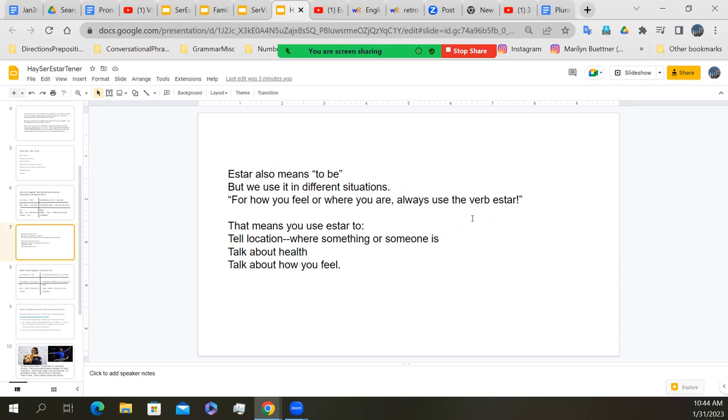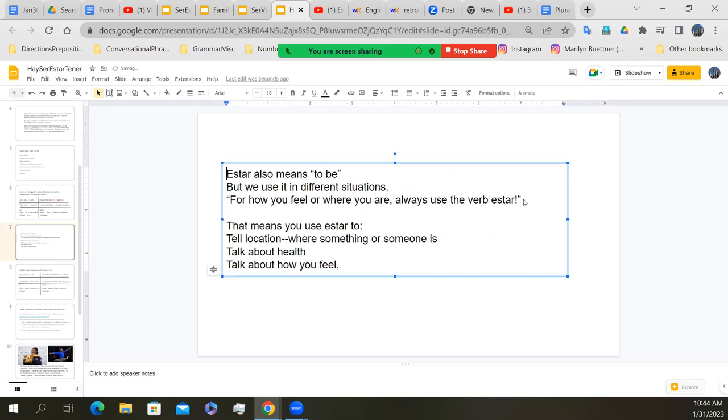And here's the funny rhyme that will help you to figure out, do I need to use a form of ser or a form of estar in a sentence? For how you feel or where you are, always use the verb estar. It rhymes. For how you feel or where you are, always use the verb estar.